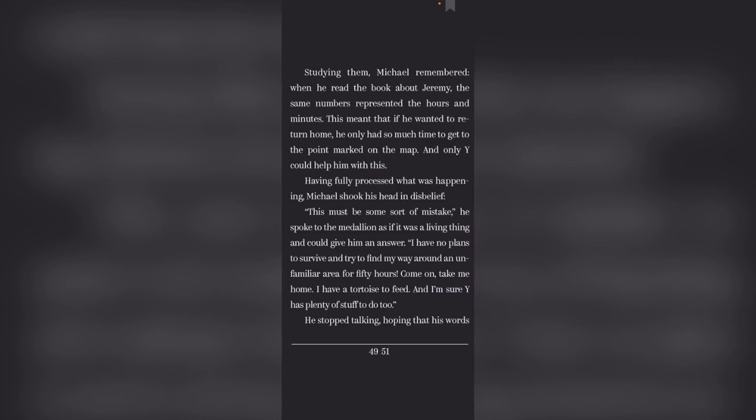"This must be some sort of mistake." He spoke to the medallion as if it was a living thing and could give him an answer. "I have no plans to survive and try to find my way around an unfamiliar area for 50 hours. Come on, take me home. I have a tortoise to feed. I'm sure Y has plenty of stuff to do too."